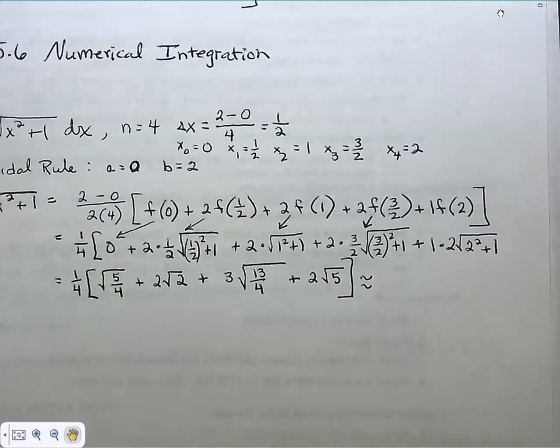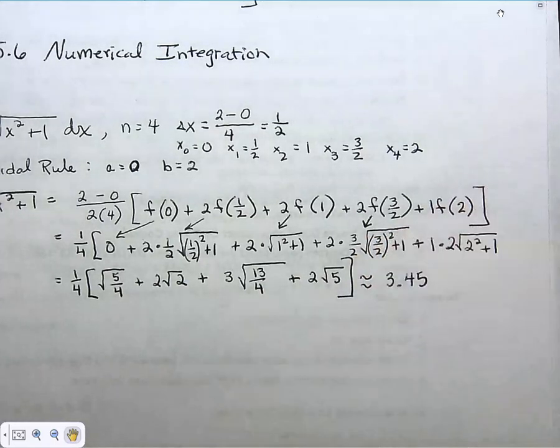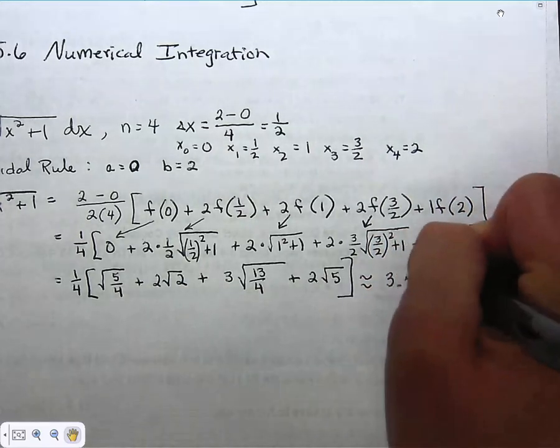For some reason, I rounded to 3 decimals instead of what I said to do, which was 4 decimals. I got 3.45. What are the next two? 6, 7. All right.